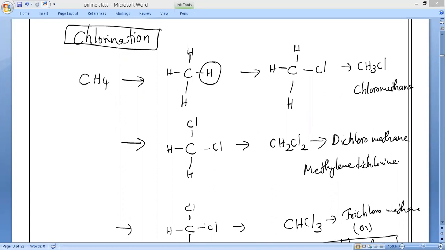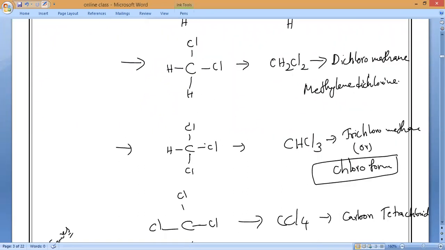Now once again Mr. Rahul is asking the definition. I will repeat the definition. Anybody not writing, please write it. The reaction in which one or more hydrogen atoms, all of you write this neatly, of a hydrocarbon are replaced by some other atoms is called a substitution reaction.